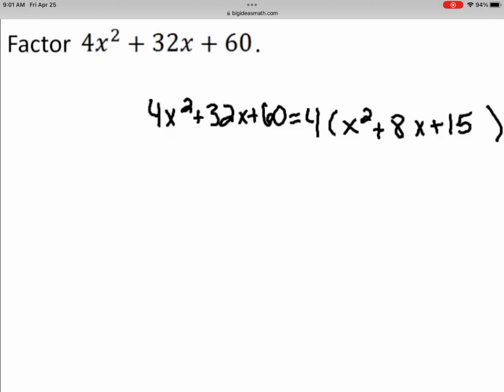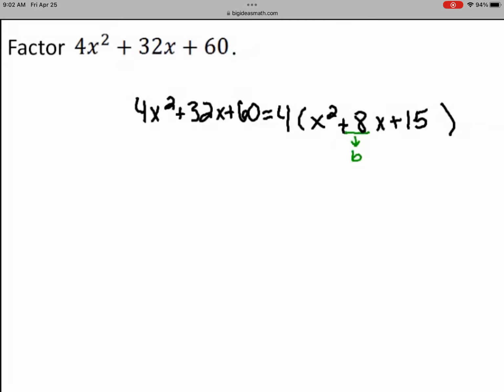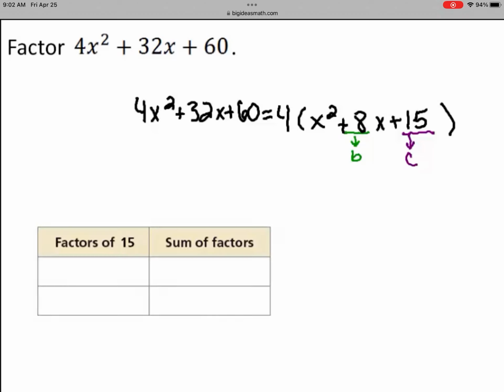plus 8x plus 15. X squared plus 8x plus 15 is of the form x squared plus bx plus c, where b is 8 and c is 15. Because b and c are both positive, the factors p and q must both be positive. So find two positive integer factors of 15 whose sum is 8.